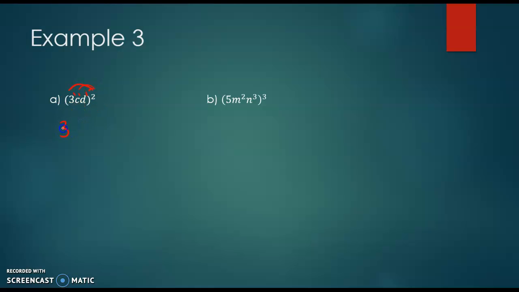So here we're going to have 3 to the 1 times 2, c to the 1 times 2, and d to the 1 times 2, which is equal to 3 to the 2nd power times c to the 2nd power times d to the 2nd power. And then finally we would evaluate. Almost all of your math teachers want you to evaluate your exponent. So 3 squared is 9. So 9c squared d squared is what we would get for an answer.